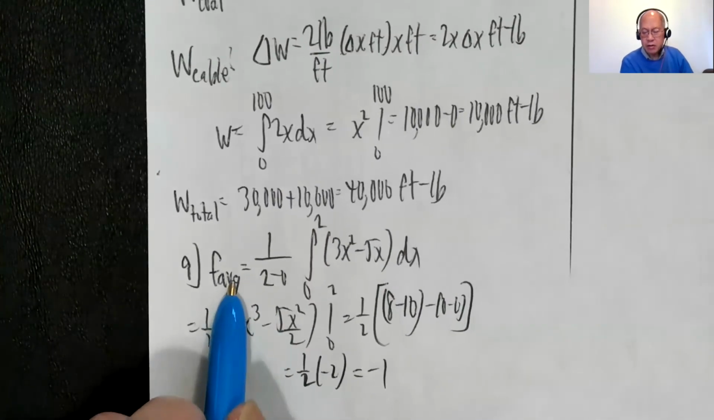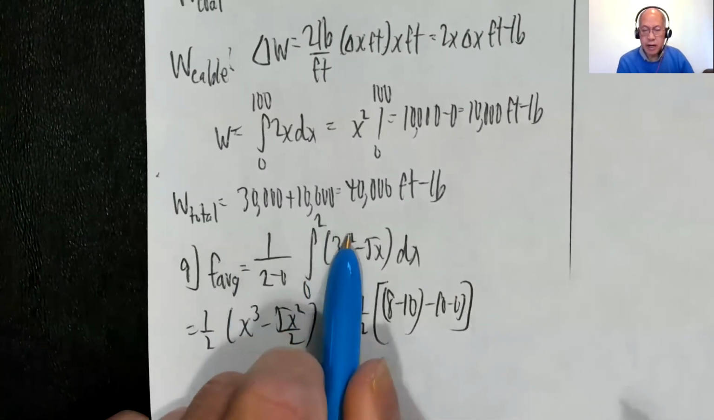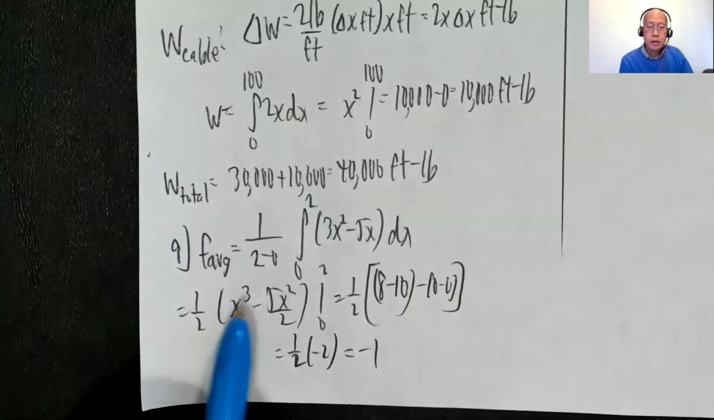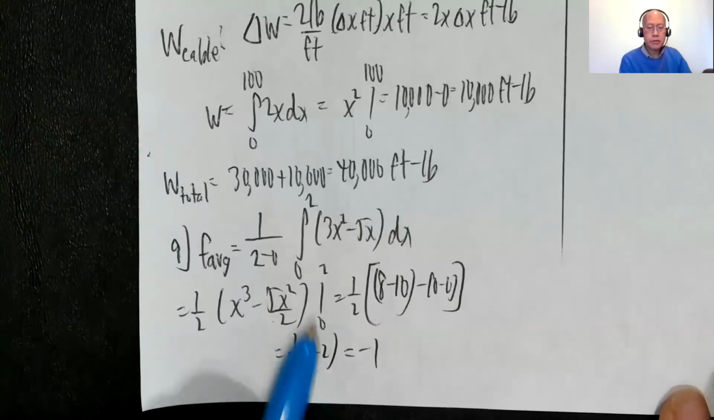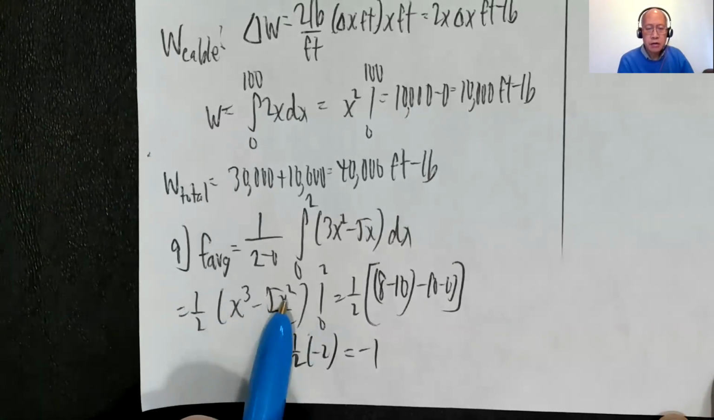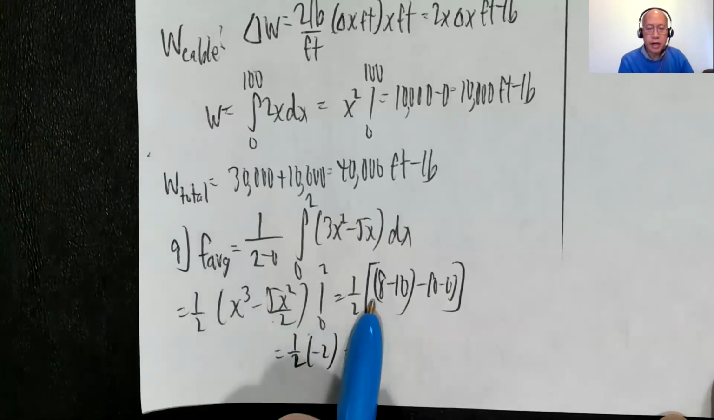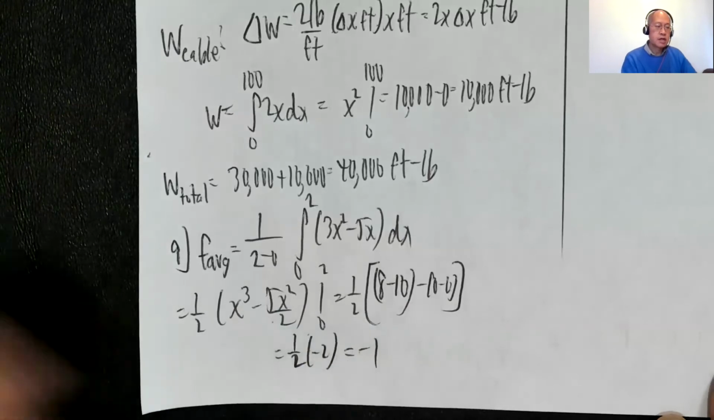Number 9, average value from 0 to 2: 1 over 2 minus 0, integral from 0 to 2 of 3x squared minus 5x dx. So that becomes x cubed minus 5x squared over 2. Plug in 0, you get 0. Plug in 2: 2 cubed is 8. 5 times 4 is 20, divided by 2 is 10. So 8 minus 10, half of negative 2, negative 1.